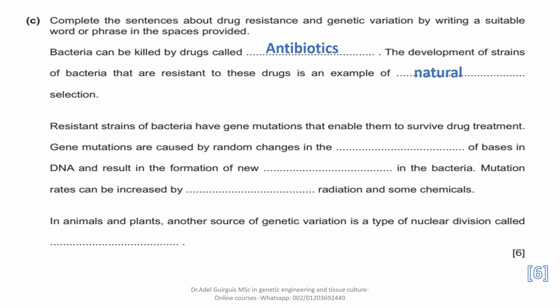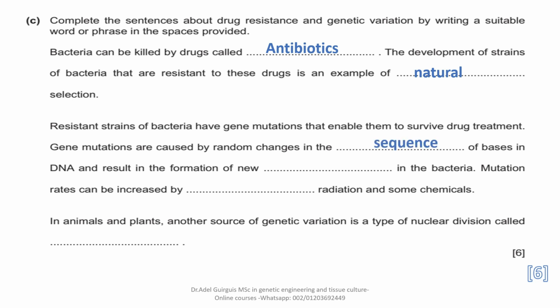Natural selection: the development of strains of antibiotic-resistant bacteria is a good example of natural selection, where nature selects the fittest individuals that carry the genes for producing certain chemicals to resist the action of antibiotics given during infection. Resistant strains of bacteria have gene mutations that enable them to survive drug treatment. Gene mutations are caused by random changes in the sequence of bases in DNA.